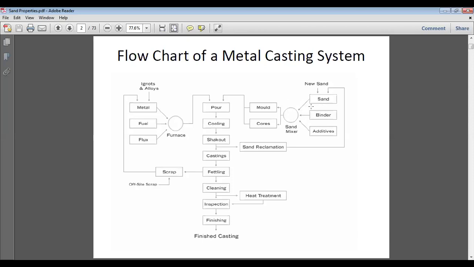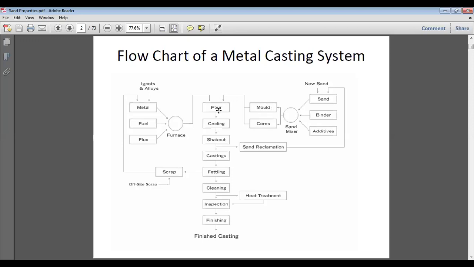Then this sand plus binder plus additives are kept into a mixer, and that mixer rotates at high, uniform speeds, so that there is a uniform paste of sand, binder and additives. When the sand is mixed fully with the binder and additives uniformly, it is used for making molds and cores. Once the mold or cores are prepared, they are given drying time, and after the drying time, when the mold is dry, the metal is poured into it.